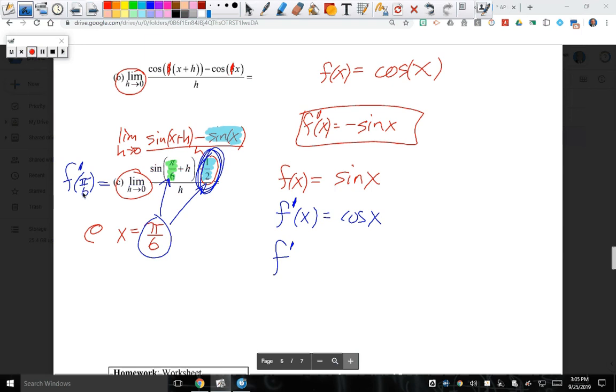Questions? And then you just solve for f. So pi over 6. What's the cosine at pi over 6? Root 3 over 2. That's your answer. But not 0. It would be way too easy for that, right? Okay? Questions?